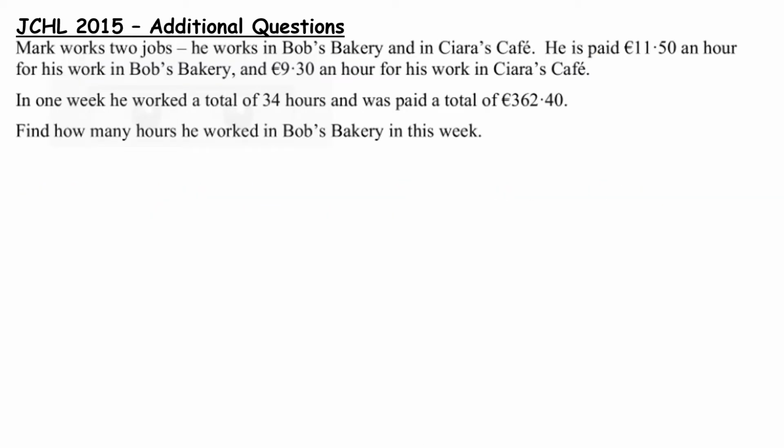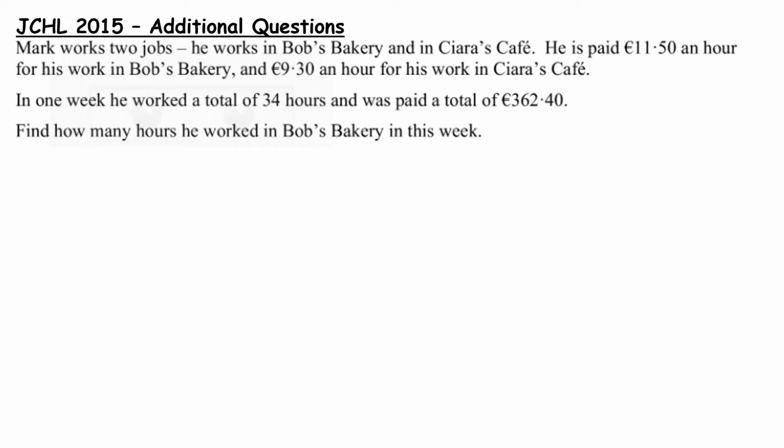Now let's look at how this kind of question could be asked at higher level. This is from sample questions, labelled additional questions released in 2015, but for junior certificate higher level. Mark works 2 jobs. He works in Bob's Bakery and Kira's Cafe. He is paid $11.50 an hour to work in Bob's Bakery and $9.30 an hour to work in Kira's Cafe.